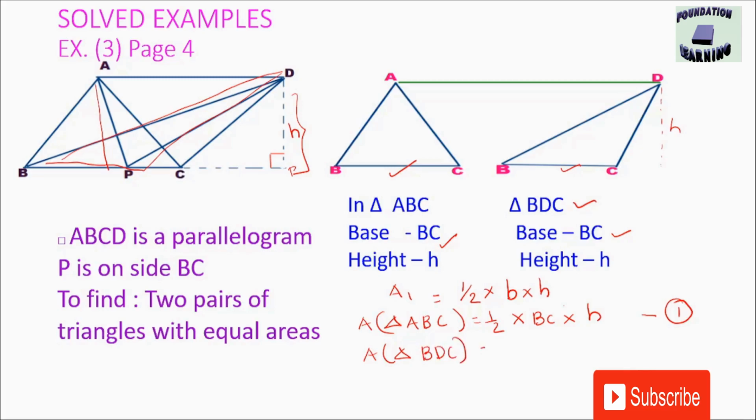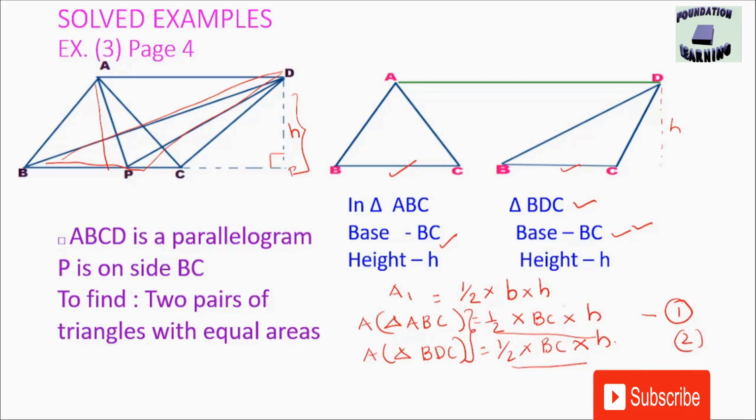BDC. Again half into base into height. What is the base? Base is BC and of course height is the same. Now if you compare equation number 2 and equation number 1, you can find that they are the same. Therefore these two things are equal.